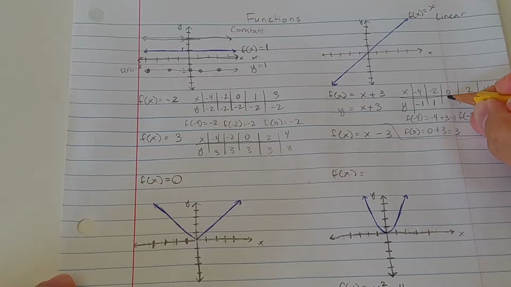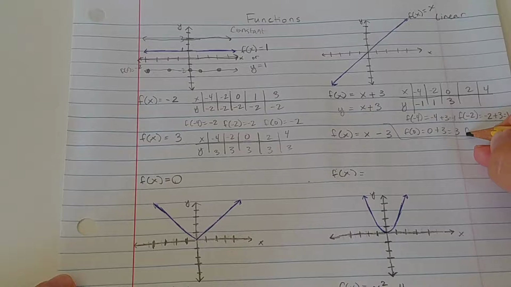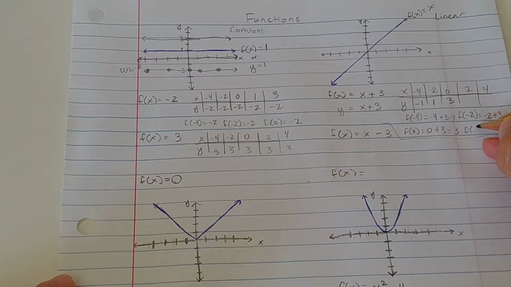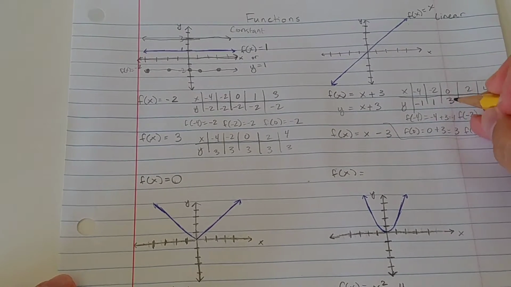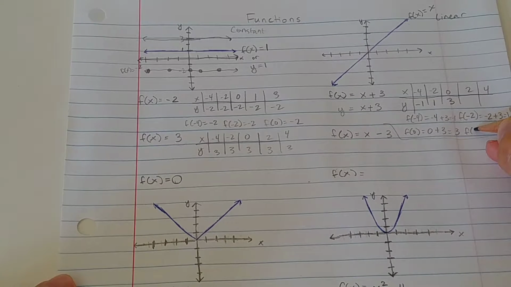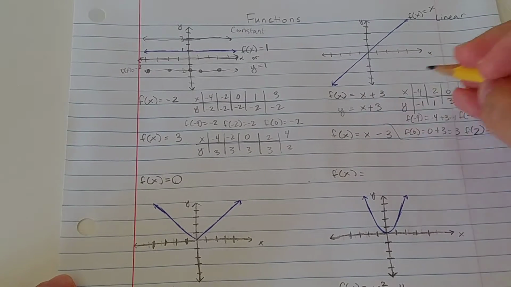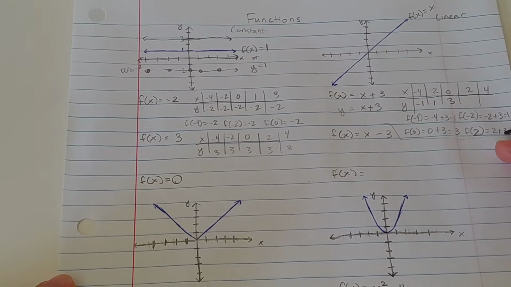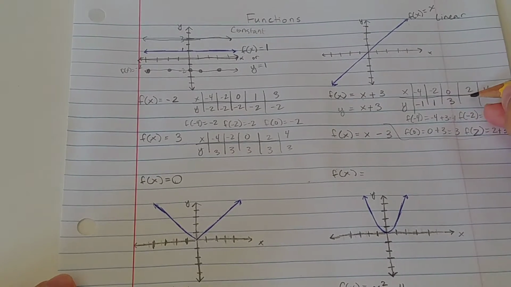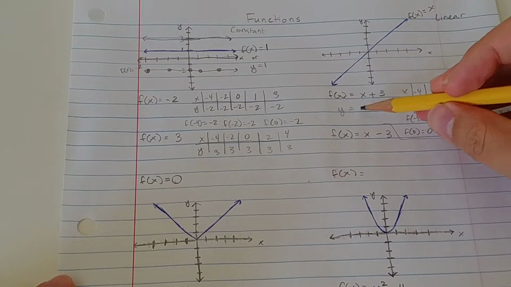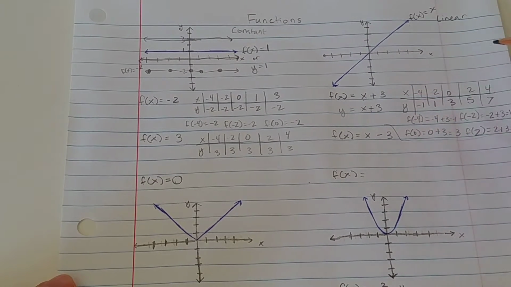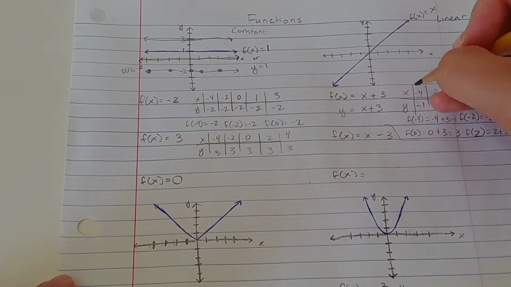And f of 2, and hopefully you're noticing that it just goes up by 2 each time. All right, so f of 2 equals 2 plus 3, and 2 plus 3 is 5. It's going up by 2 each time, so this is going to be 7. You can try it out. 4 plus 3 is 7. Okay? And let's plot those points.